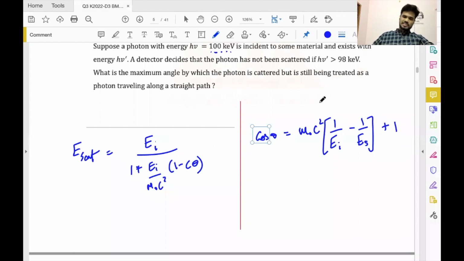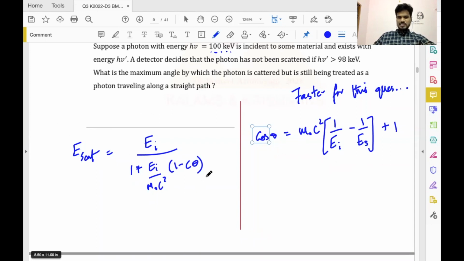this method is faster. That is, given energies you want to find theta, this is faster. But given theta and incident energy, you want to find scattered energy, this is faster. Faster for this question. The point is this: it's the same expression rewritten.